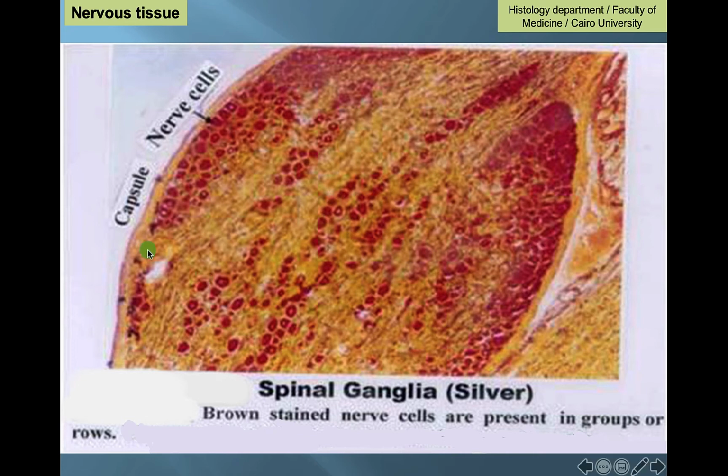Of course, we have on the surface the capsule, but it is stained non-specifically, and the nerve cells will be stained brown due to the presence of well-developed Golgi apparatus. In between, you can see these brown lines representing the axis cylinder, which is rich in neurofibrils, and these neurofibrils are stained by the silver. So silver here will stain these two structures, Golgi and neurofibrils, with the brown coloration.